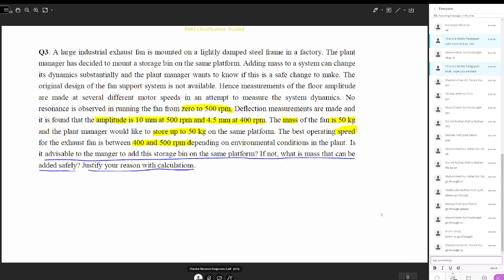So this problem is all right. Okay, guys. So there's an industrial exhaust fan mounted on a lightly damped steel frame. So steel frame means basically the damping ratio is small. So eta is small.